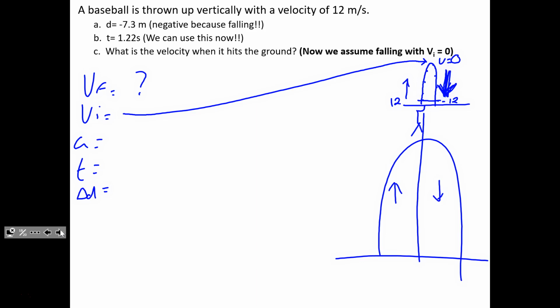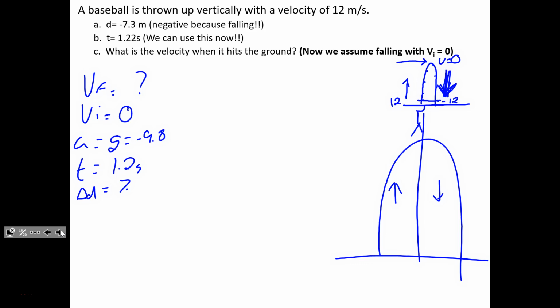So for this one, where once the final velocity was 0 for the earlier practice problem, the initial velocity is now 0. Okay? Acceleration, same as the last one, is gravity, which is negative 9.8. Time, we had roughly 1.2 seconds. I think I had 1.22. And for there, my delta D, 7.3 meters.